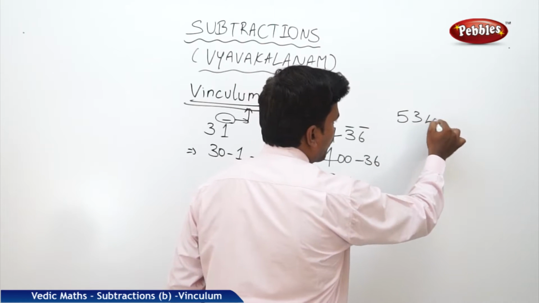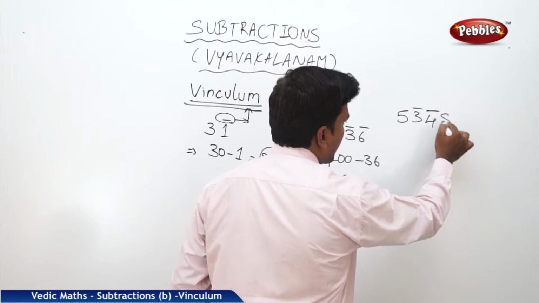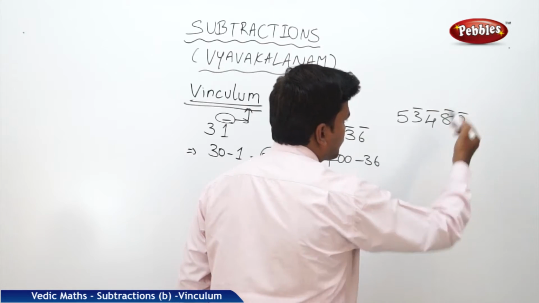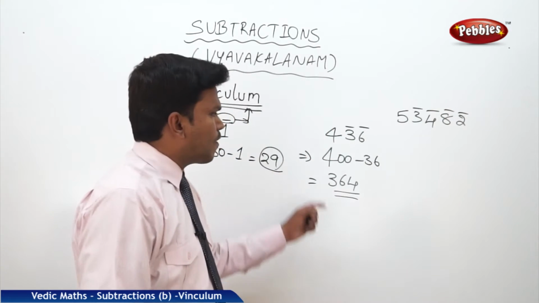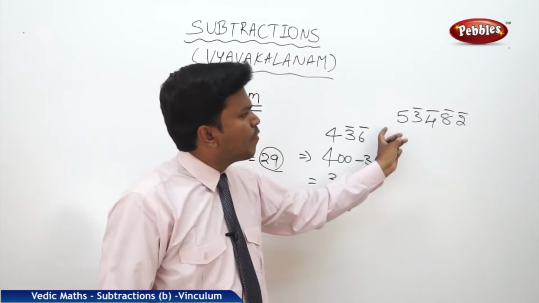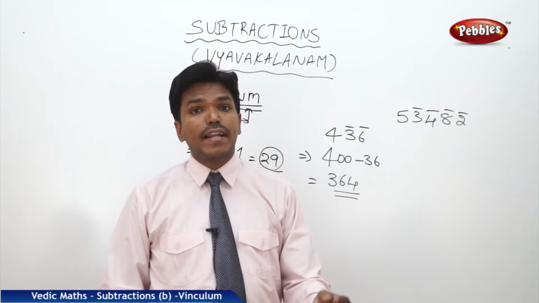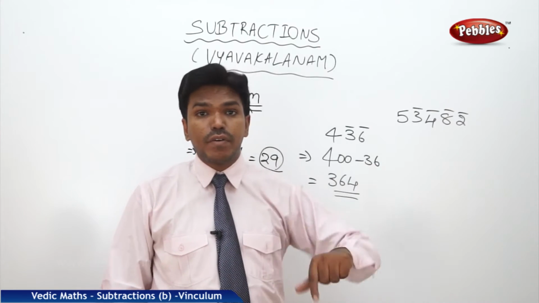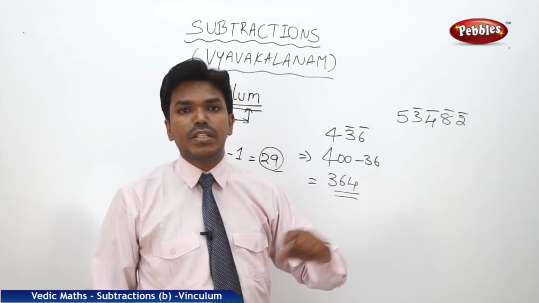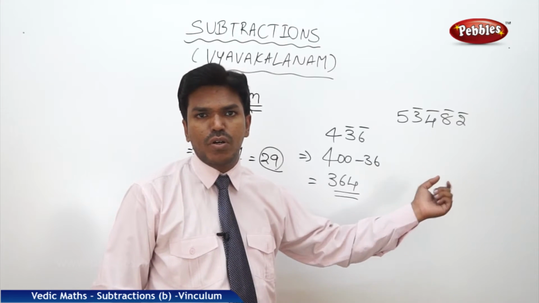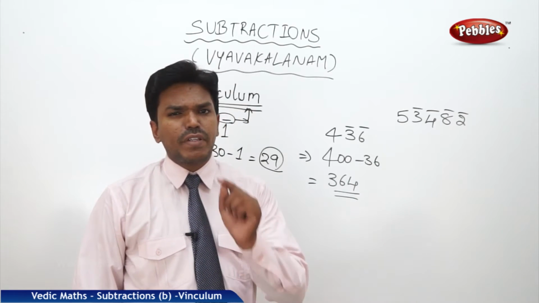But suppose I write some big number like this, 5 3 bar 4 bar 8 bar 2 bar. Writing it again means some 50,000 minus 3,482, which is a lengthy one. How can we convert this Vinculum number, this negative complement number, into the normal number within a single step?